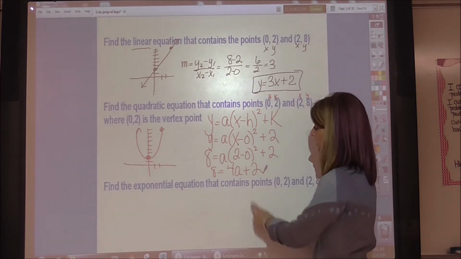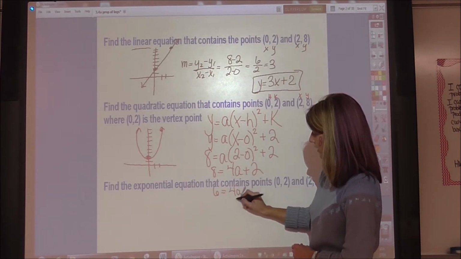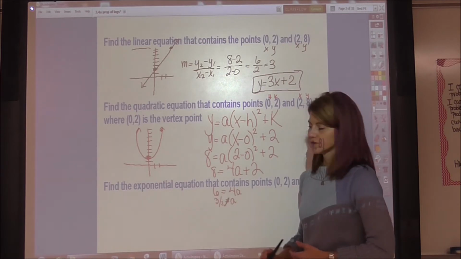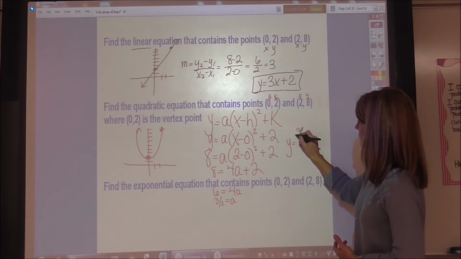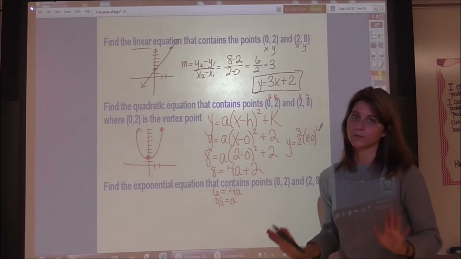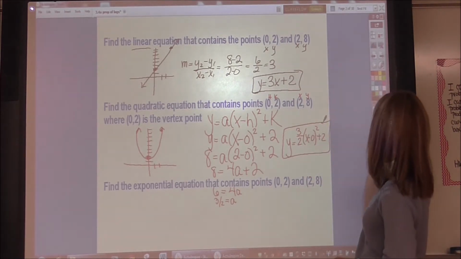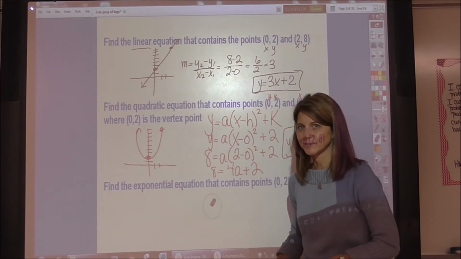Now go solve. So if I minus 2 from each side, I've got 6 equals 4a. So a is 6/4 or 3/2. So if I go write the equation of my parabola, y equals 3/2 times (x minus 0) quantity squared, or you're fine just writing x squared, plus 2. We haven't used that formula for a little while, have we?